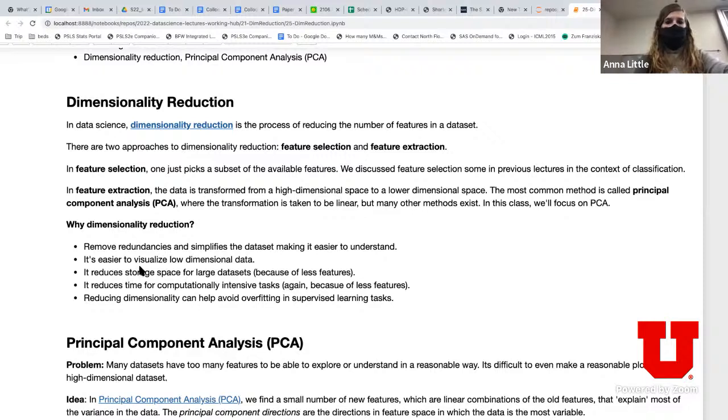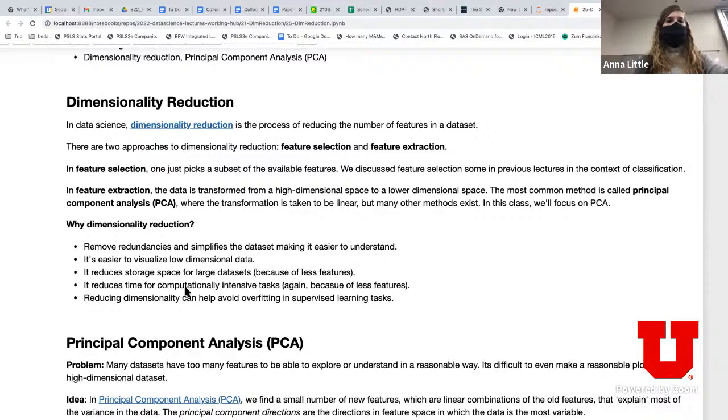Also, from a storage and computational perspective, if we have a really huge number of features, it can be cumbersome even to store that much data. And also, if we want to run algorithms on it, they'll take a very long time to run, right? Even fast algorithms like k-means scale linearly in the number of features, or the dimension. And so if you have a really, really high number of features, that can be problematic.